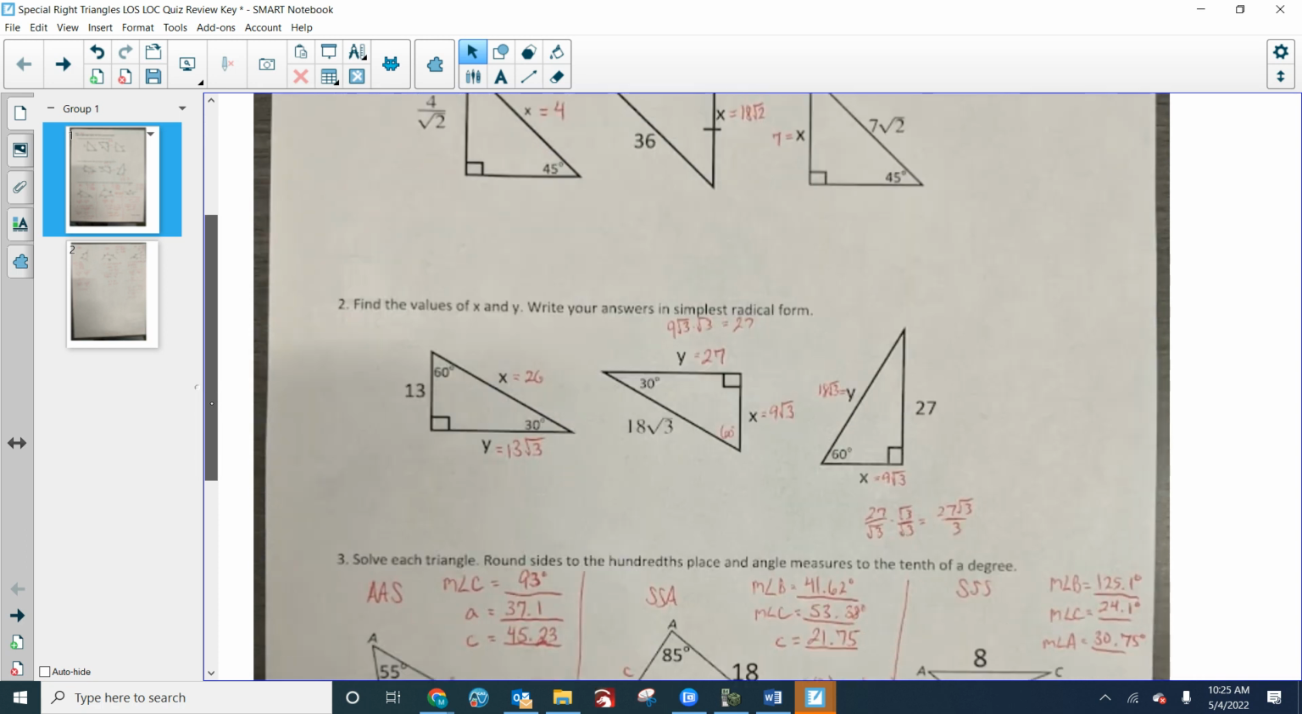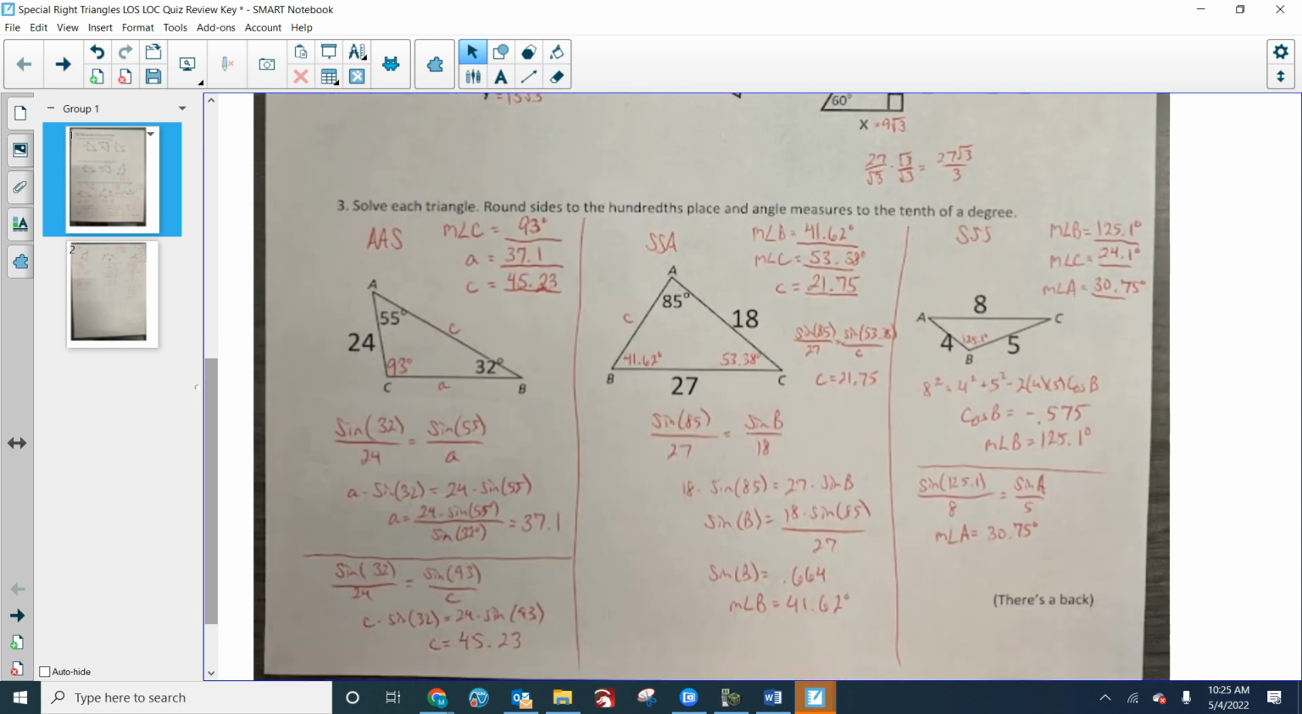Now, back to the ambiguous case, though. I'm not saying you won't see an ambiguous case. You may see this, but not in the SAS situation, just the bad word backwards or forwards situation. All right. Any questions on the review?